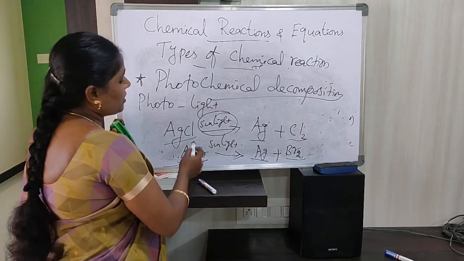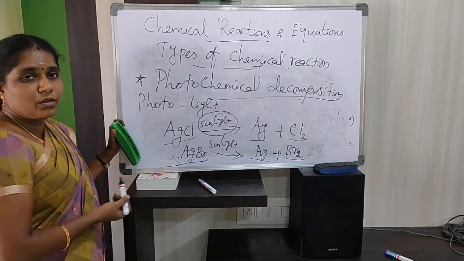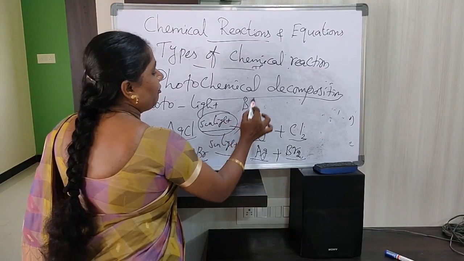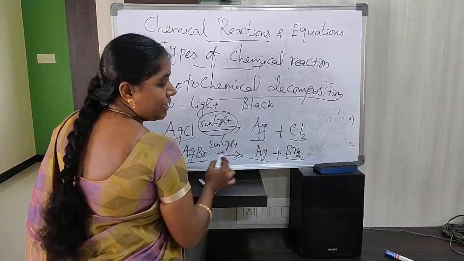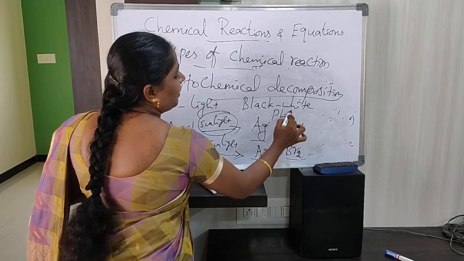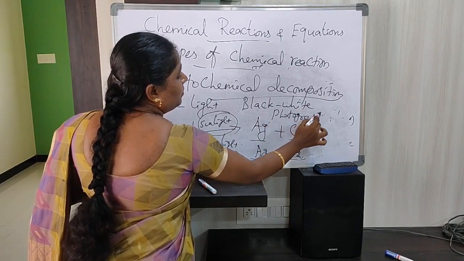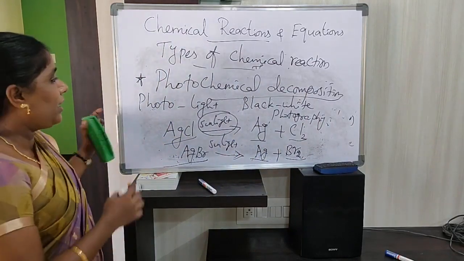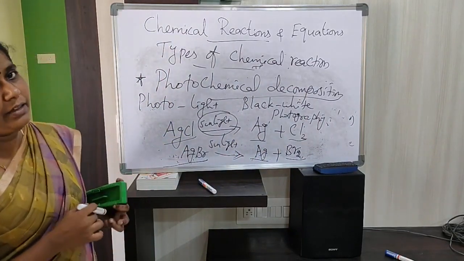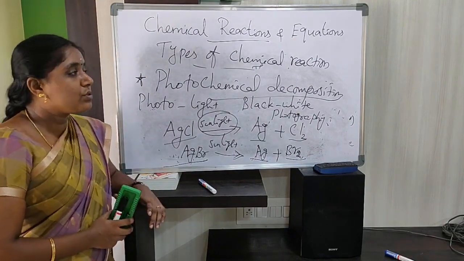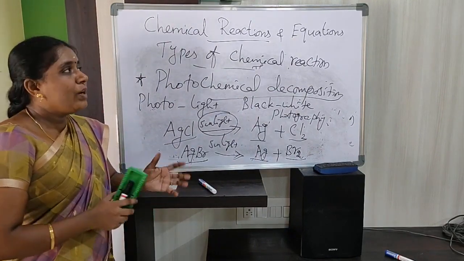Generally, silver chloride and silver bromide are used in black and white photography. Where do we use this? Generally, in black and white photography. So this type of decomposition reaction is called photochemical decomposition.